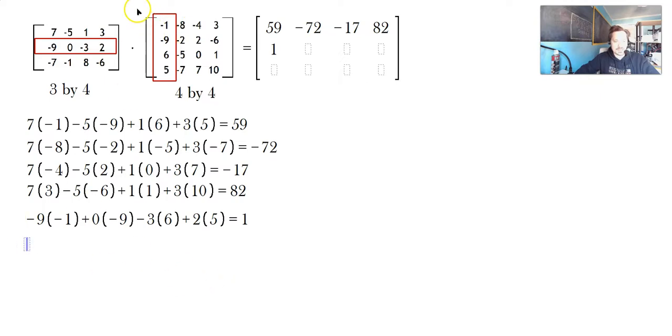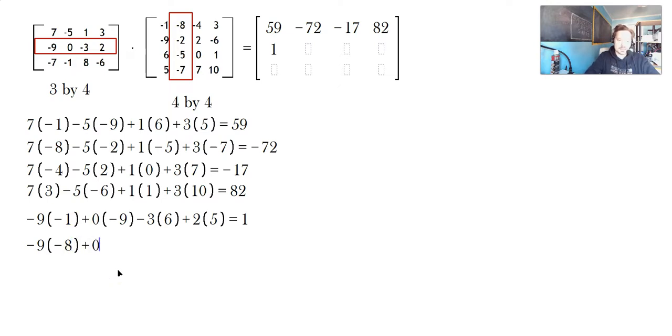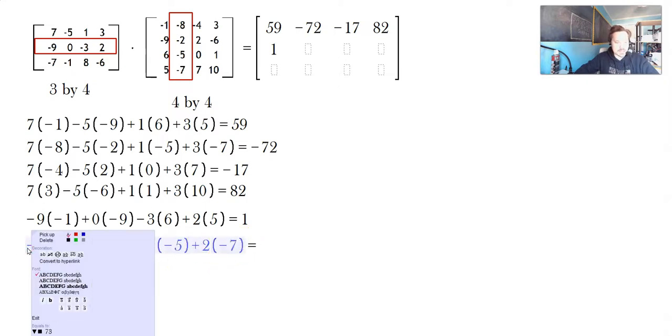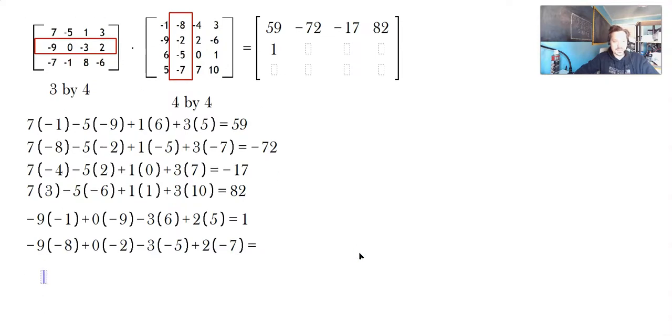Next, you take your column and move over to the next column. So take your column and scan over to the next column this way. And then you go to the next dot product calculation. -9 times -8 plus 0 times -2. Then -3 times -5, and then plus 2 times -7. You punch this into your calculator. That's going to give us a value of apparently 73. Let me double check, that's correct, 73. And that then becomes the entry in this position. Okay, then you continue with this process, that's all.